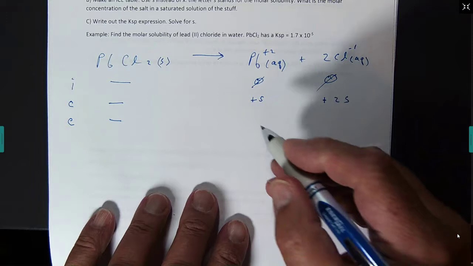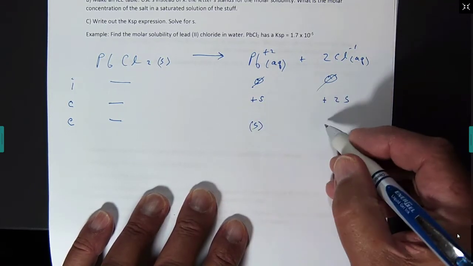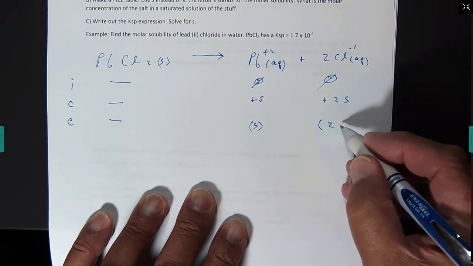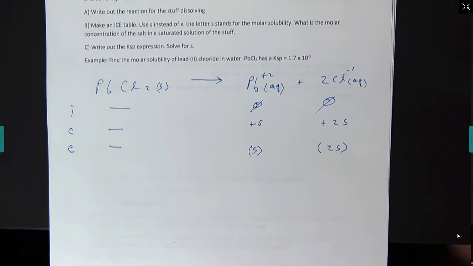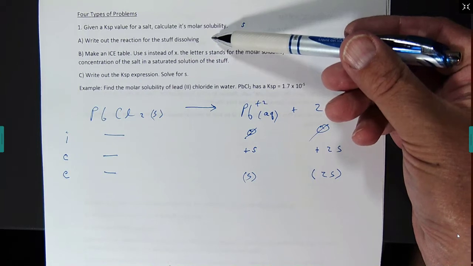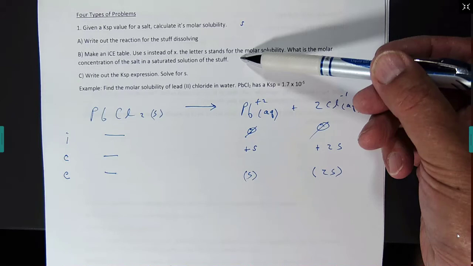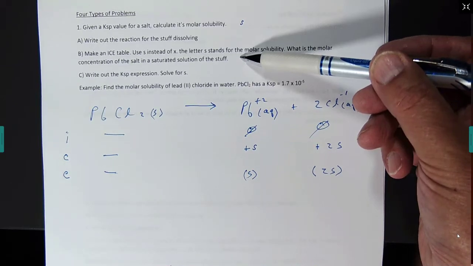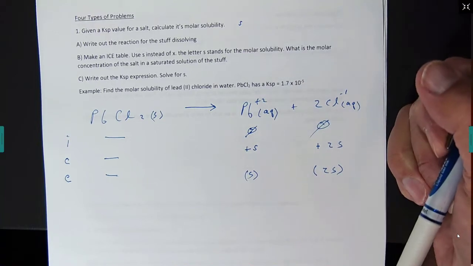How does it change? Oh, this just stays as S. What's the equilibrium concentration? S and 2S. So there's your ICE table. So, start by writing out the reaction, your ICE table. Now, what do you do next? Write out the equilibrium expression and solve for S.